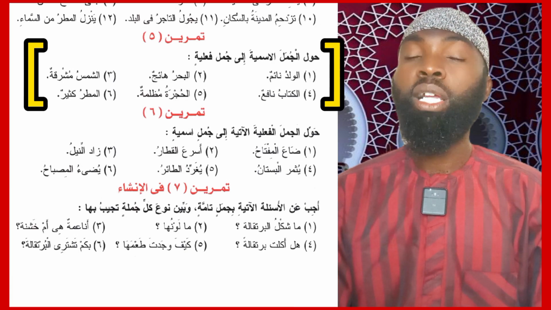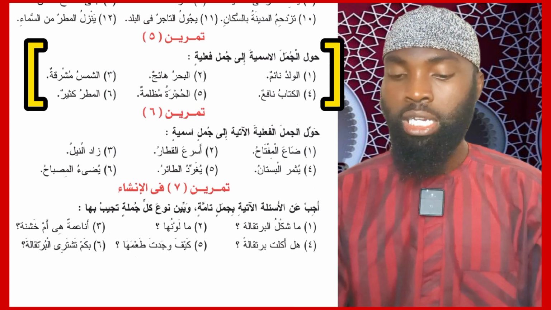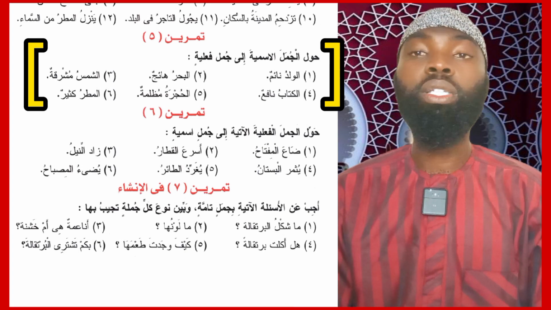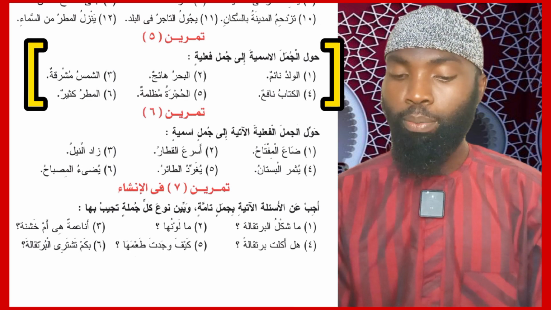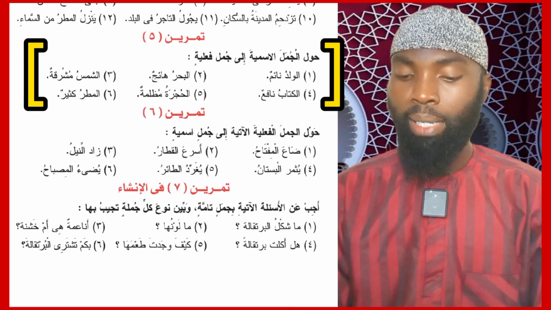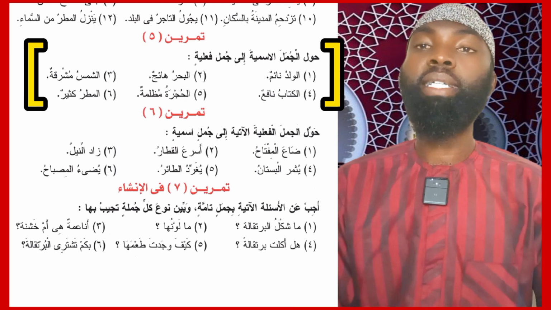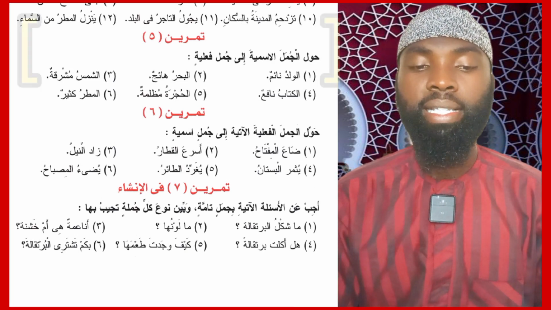Number four, we have al-kitabu nafi'un. The book is beneficial. We can say yanfa'u al-kitabu. The book benefits. Number five, we have al-hujratu muzlimatun. The room is dark. We can say tuzlimul hujra. The room is dark. Al-mataru kathirun. The rain is plenty. We can say kathur al-mataru. MashaAllah.